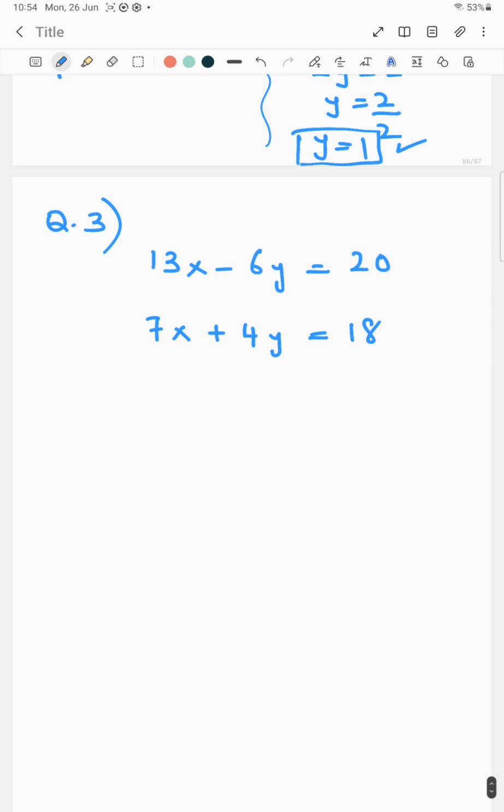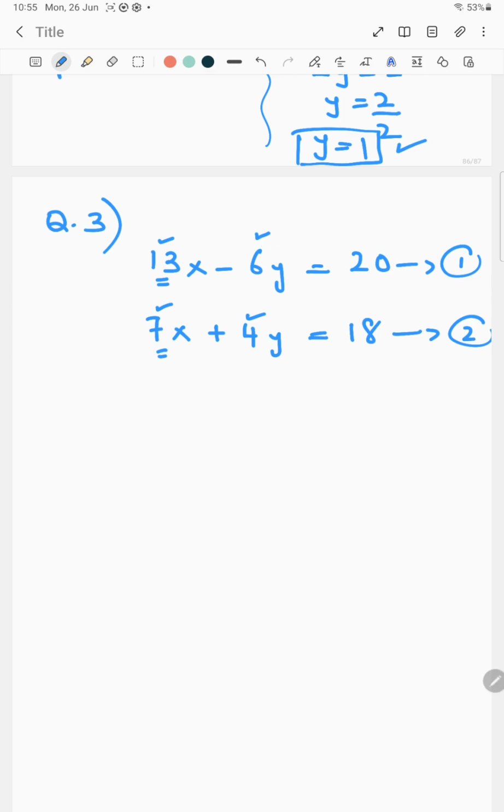Okay, now in this next question, we can see this one is equation 1 and this one is equation 2. Now the x coefficient is 13, the other x coefficient is 7. For y, the y coefficient is 6 and in the second equation the y coefficient is 4. Now we have to make them equal for any one variable. I am making the coefficients of y same.